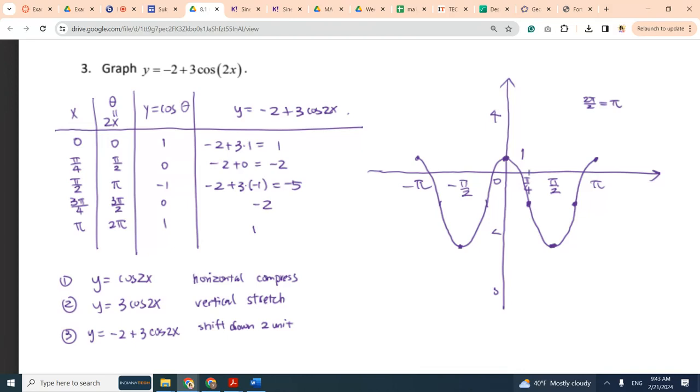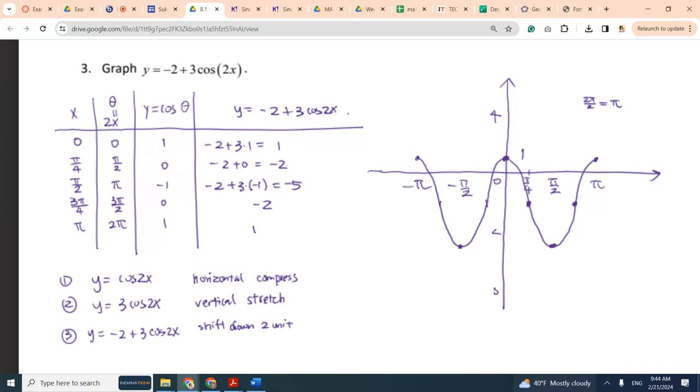And then we find the x column because theta is 2x. What is x? Divided by 2 on both sides, x is theta over 2, right? So we plug in the theta value here: 0 over 2 is 0, pi over 2 over 2 is pi over 4, and then pi over 2 is pi over 2. 3 pi over 2 is 3 pi over 4. 2 pi over 2 is pi. Do you get the x column right?